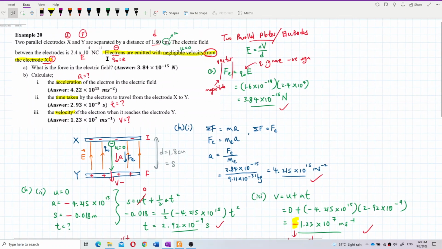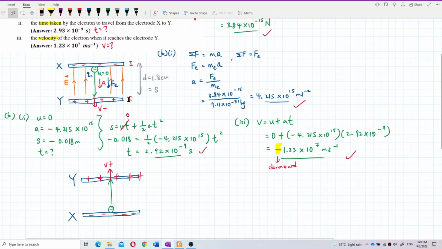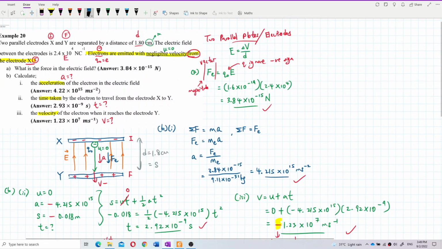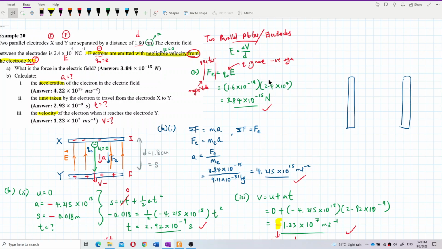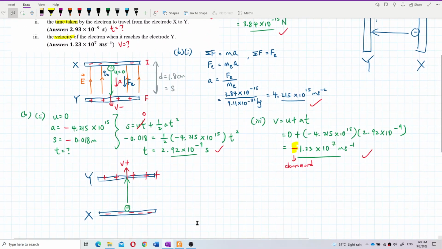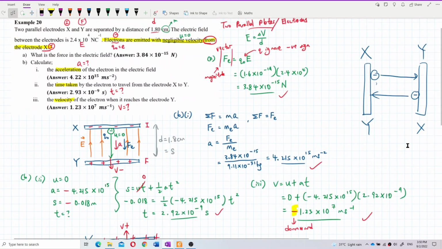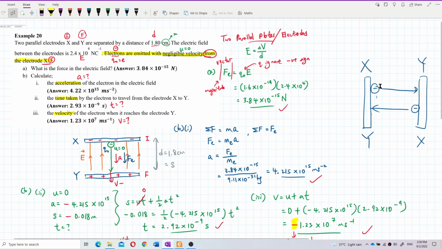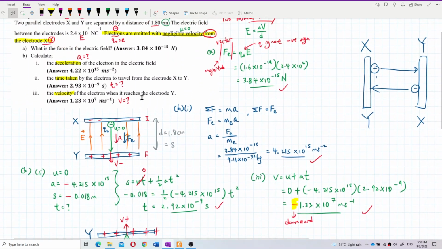It also doesn't necessarily have to be horizontal electrodes. It can also be X, Y arranged vertically like this, or Y, X like this. Is the electron moving this way or that way? Also can. So the answer all depends on your diagram. The question didn't mention how the electrodes are configured.